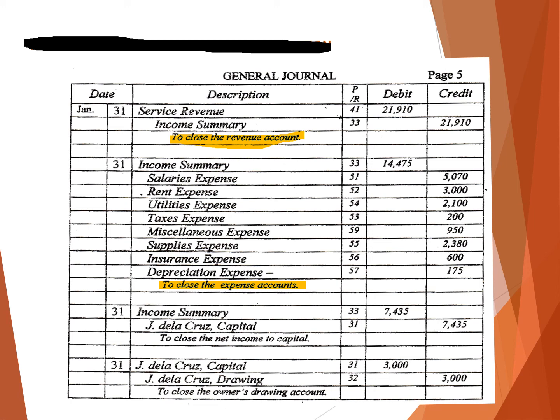And then the third one is the closing of the net income to capital. Or ipo-close na rin natin yung income summary. So, dahil mas malaki yung credit kaysa sa debit, i-debit natin yung income summary para ma-close na siya. And then credit capital. And then the fourth one is the closing of the drawing account. Since drawing is a debit balance account, kaya ang ginawa natin, credit natin yung drawing para ma-zero mo siya. I-debit naman natin yung capital. Okay?